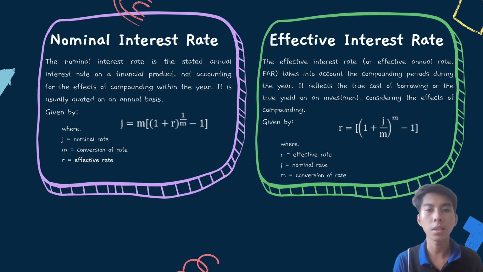So next, what is the effective interest rate? The effective interest rate, or the effective annual rate, takes into account the compounding periods during the year. It reflects the true cost of borrowing, or the true yield on an investment, considering the effects of compounding. It is given by R = (1 + J/M)^M - 1, where R is the effective rate, J is the nominal rate, and M is the conversion rate.